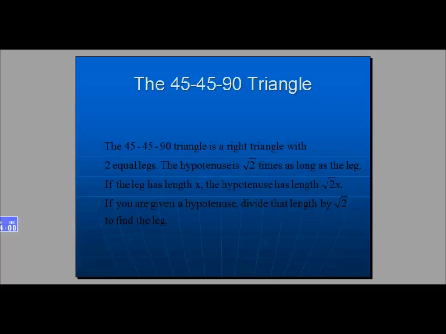The 45, 45, 90 triangle is a right triangle with two equal legs. The hypotenuse is the square root of 2 times as long as the leg. If the leg has length x, the hypotenuse has the length the square root of 2 times x. If you are given a hypotenuse, divide that length by the square root of 2 to find the leg.